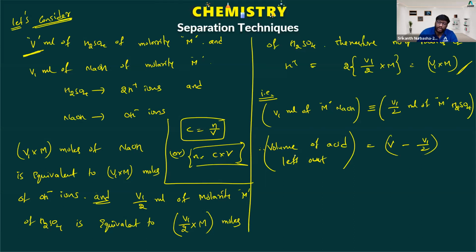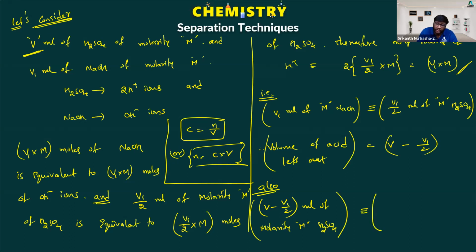this much acid will be equivalent to how many ml of NH3? NH3 also has an n factor of 1. H2SO4 has an n factor of 2. Therefore, also V minus V1 by 2 ml of molarity M H2SO4 is equivalent to react this much amount of acid. This is acid left out. This has been reacting with ammonia. So this will be reacting with how many ml of ammonia? Can anyone say?